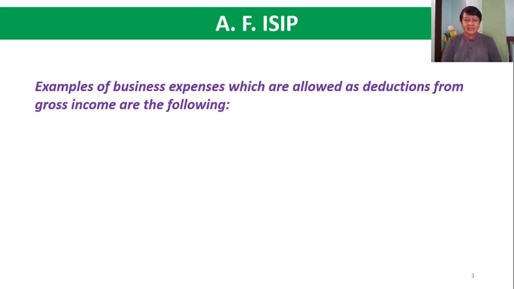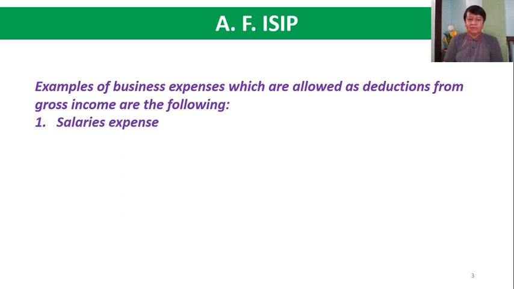So here are the examples of business expenses which are allowed as deduction from gross income by the Bureau of Internal Revenue. Take note, these expenses are examples only. Actually, there are so many business expenses allowed by BIR. I am just citing the most common examples of business expenses allowed to be deducted by the BIR from the revenue of the business to reduce the net income and also to reduce the tax liability.